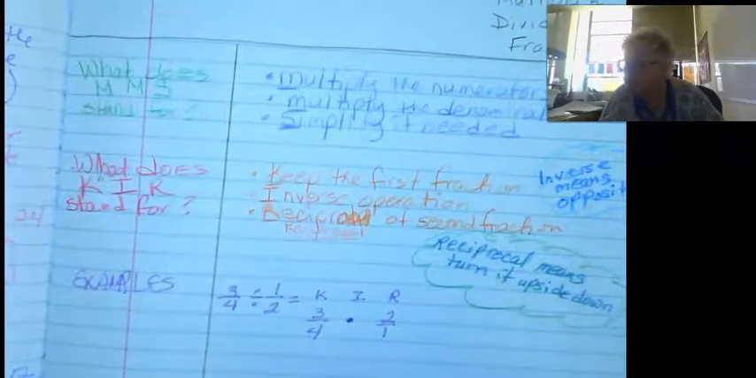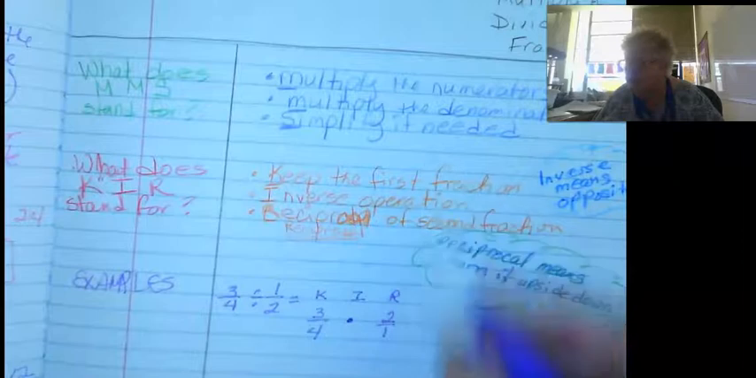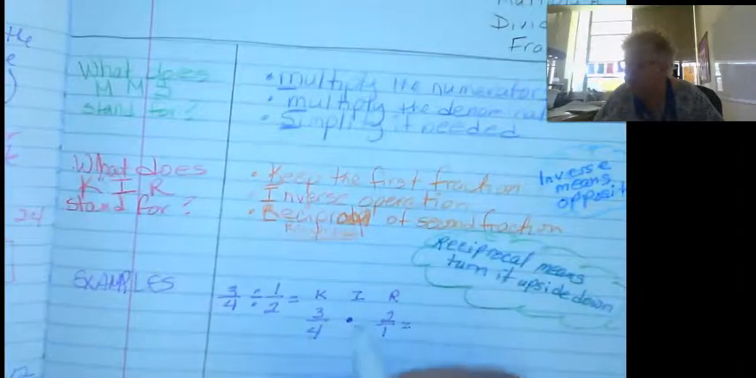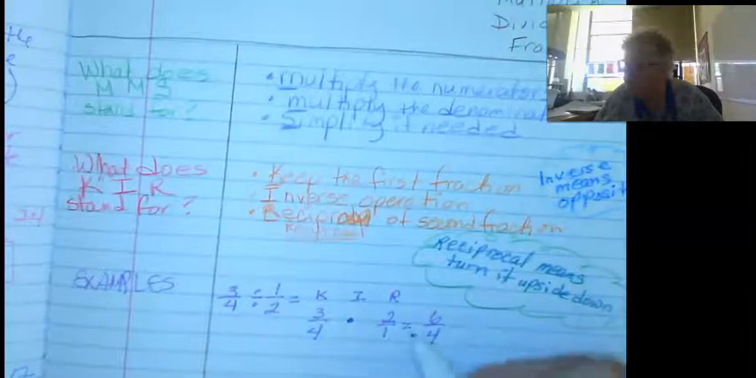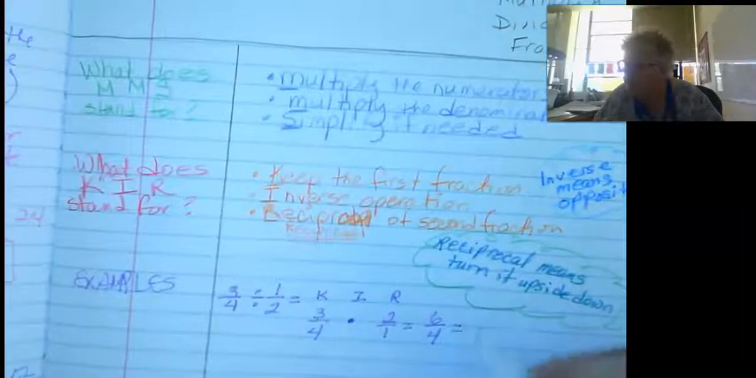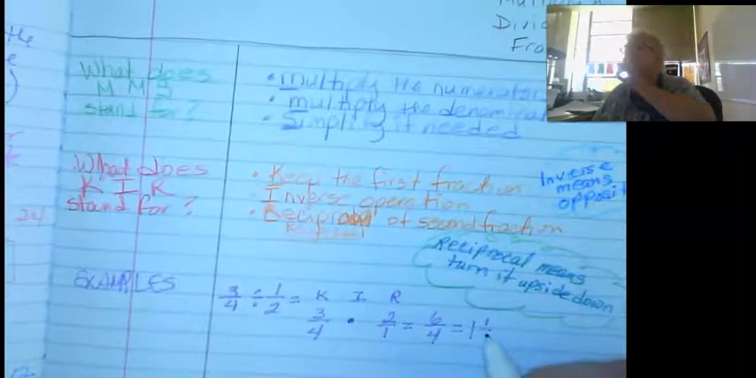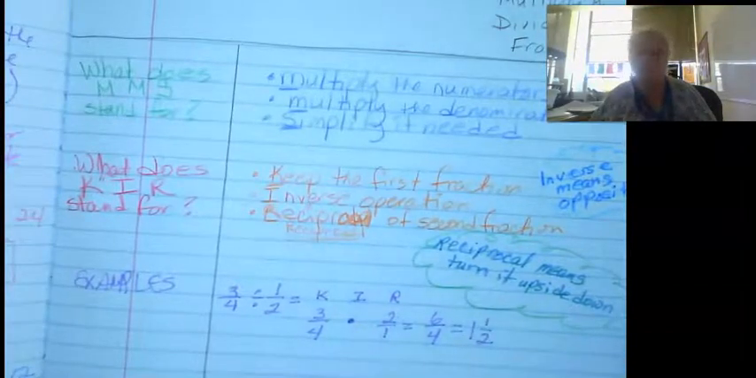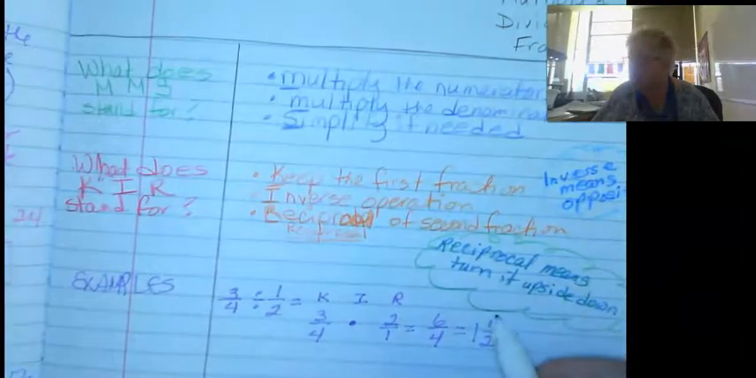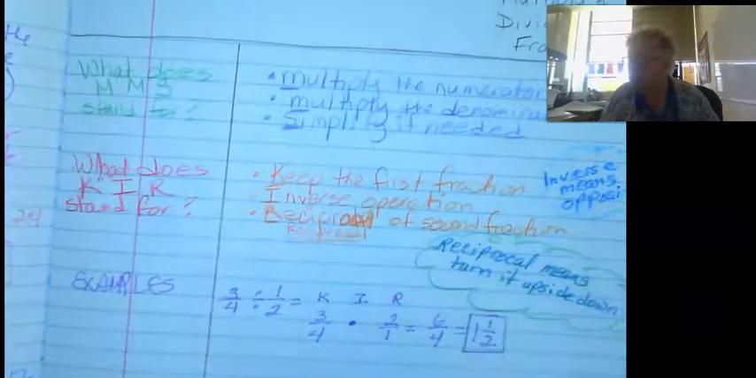Now all we do is what we did for multiply, MMS. 3 times 2 is 6. 4 times 1 is 4. Simplify. That becomes 1 and 1/2. Okay, so we just put our box around that, 1 and 1/2. We're good.